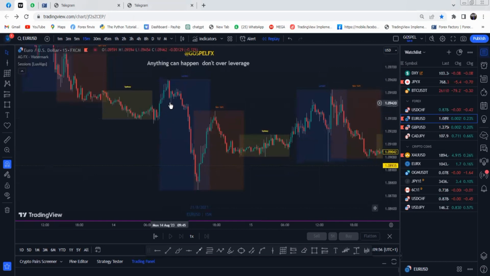But pre-London, which is around 6 a.m. to 8 a.m., there is volatility in the market. And then pre-New York, New York opens at 2, but between 12 to 2 p.m., there's pre-London New York volatility. The London session is from 9 to 5.